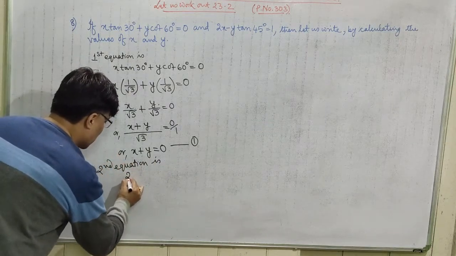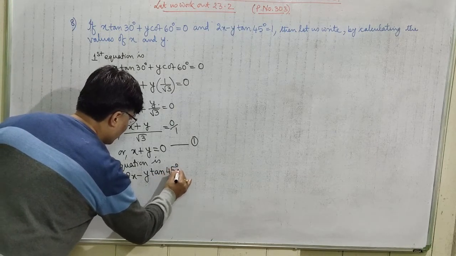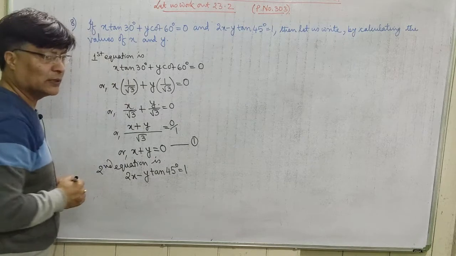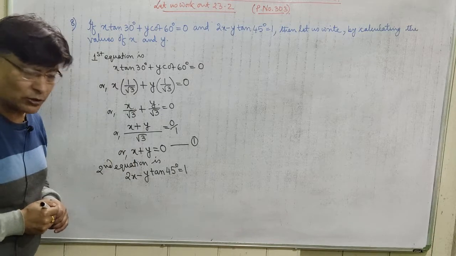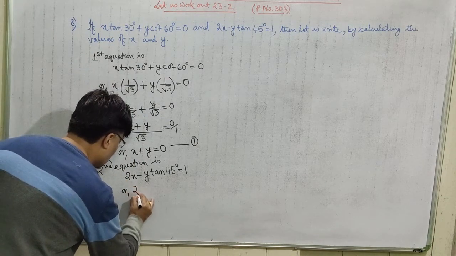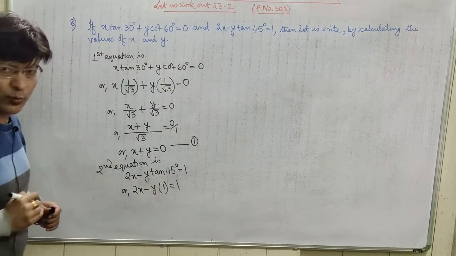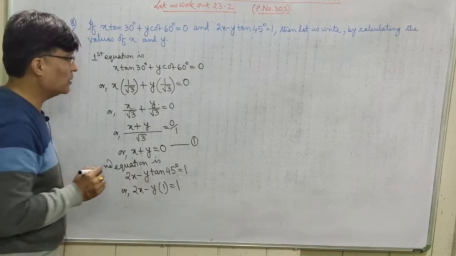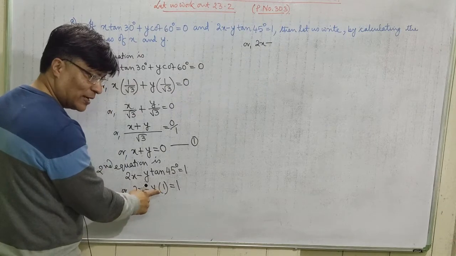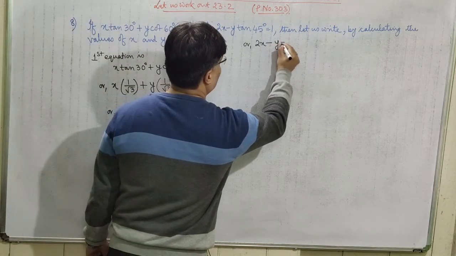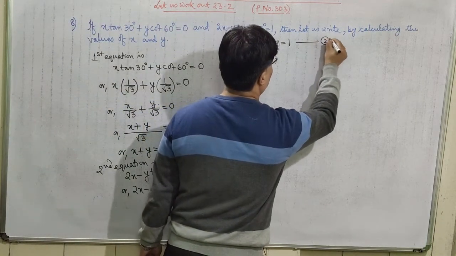So again, what is the second equation in this case? 2x minus y tan 45 degree is equal to 1, isn't it? That is, this is the second equation, 2x minus y tan 45 degree is equal to 1, or 2x minus y into tan 45. You know that the value for tan 45 is 1, isn't it? So y into 1, or 2x minus y into 1, which is y, is equal to 1. This is the second equation. So this is equation number 2.